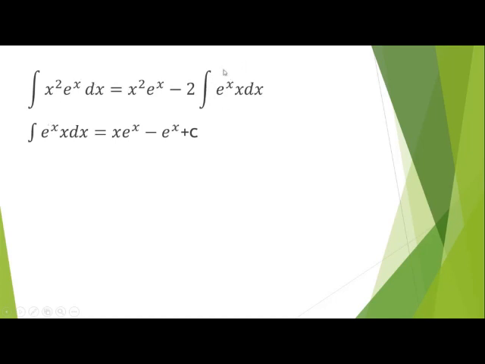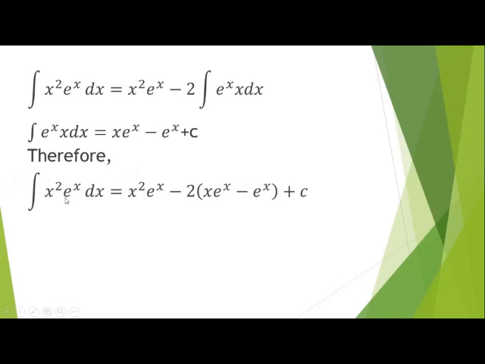Now when we integrated this by parts, we arrive at this. All we need to do is substitute this value in this particular expression, and when you do that, we have this. So the integral of x squared e^x dx will now be equal to this. Then we can simplify further by expanding the bracket. When we expand this bracket, 2 will multiply this, minus multiplied by minus becomes positive, 2 will also multiply this, and then this follows. So this is actually the final answer.